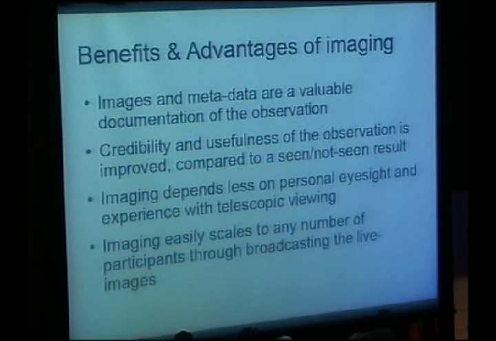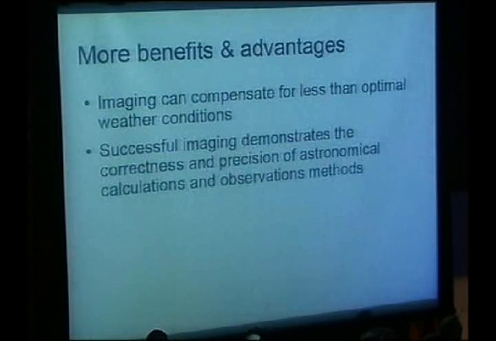Everybody has the same experience on television, so this personal eyesight element is not that vital anymore when you do imaging. And of course, imaging easily scales to any number of participants. When we start broadcasting the images we get per television, you could have millions of people viewing this enhanced view. Okay, so imaging can compensate. By using this imaging technique, you can compensate for your weather problems to a certain degree. And of course also, when you are doing successful imaging, this demonstrates the correctness and precision of all these astronomical calculations, because all this is used. You're using these calculations to point your telescope, and if your calculations are wrong, you would point it at the wrong spot, and you wouldn't see anything.